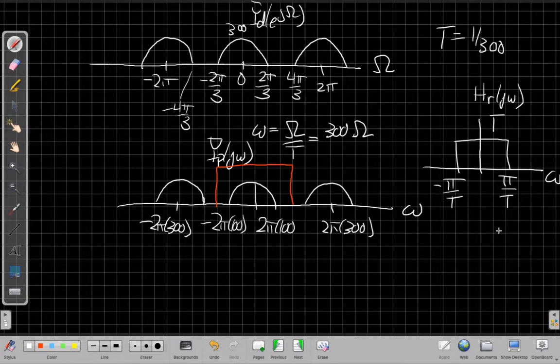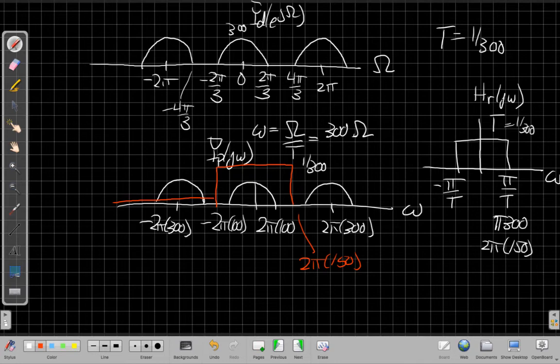So here, 1 over t would be 300. So this is pi times 300. Or if I'd like to pull the 2 pi out front, it would be 2 pi times 150, and this gain would be 1 over 300. So this would be 1 over 300, and this cutoff edge here would be 2 pi times 150, which is right between it. So in between and everywhere else, this is 0.